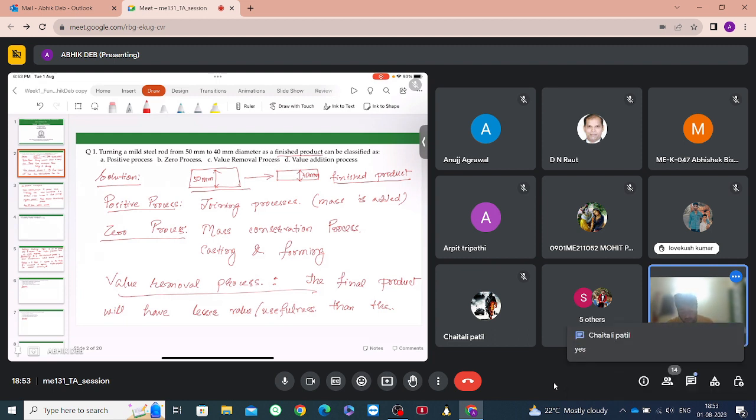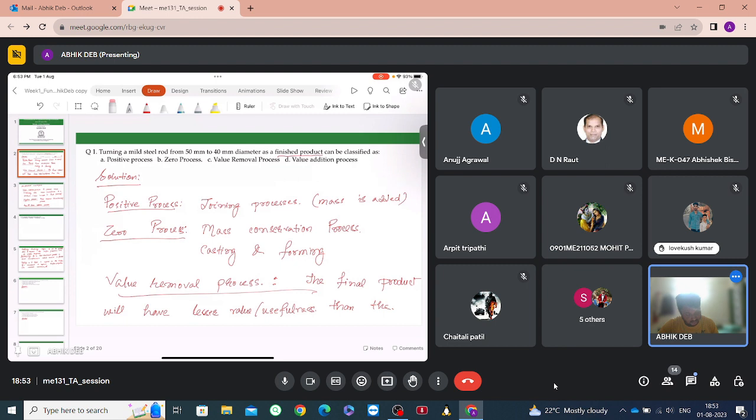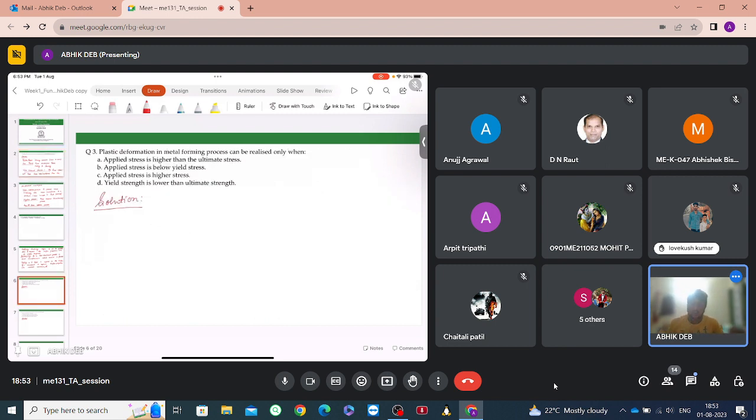Okay, we will move on to the next problem. Plastic deformation in metal forming can be realized only when the applied stress is higher than the ultimate stress, or the applied stress is below the yield stress. Sorry, there is some typo, I guess.